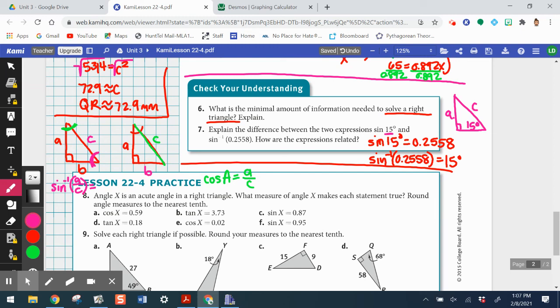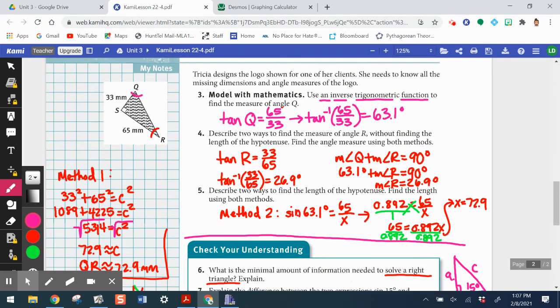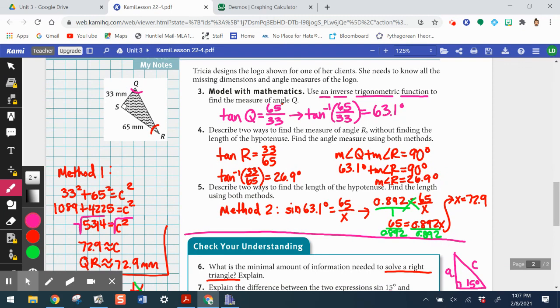And recall, as we close out this activity, that solving a right triangle is finding any unknown measures. And there's tons of different ways to do it, especially what we saw here in items 3 through 5. Well, that is the end of lesson 22-4. That is actually the conclusion of activity 22.